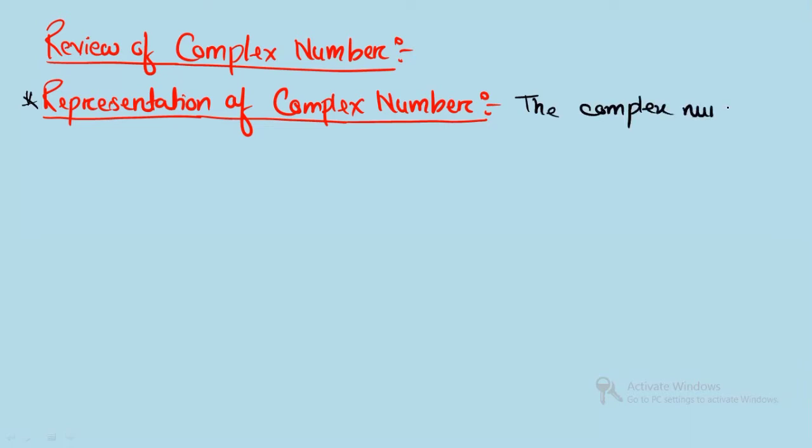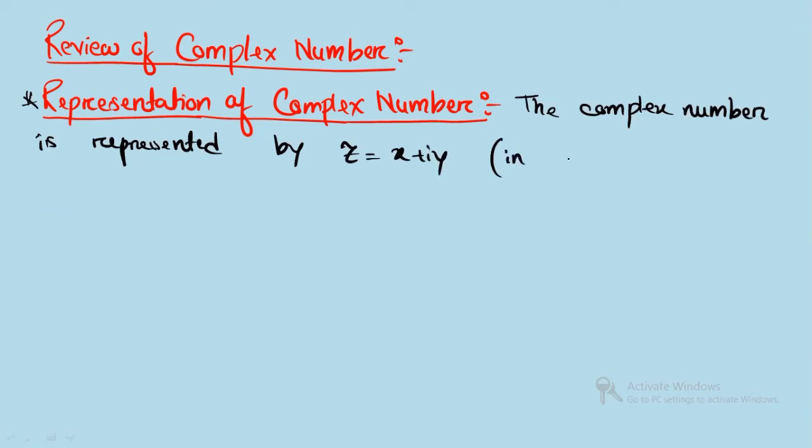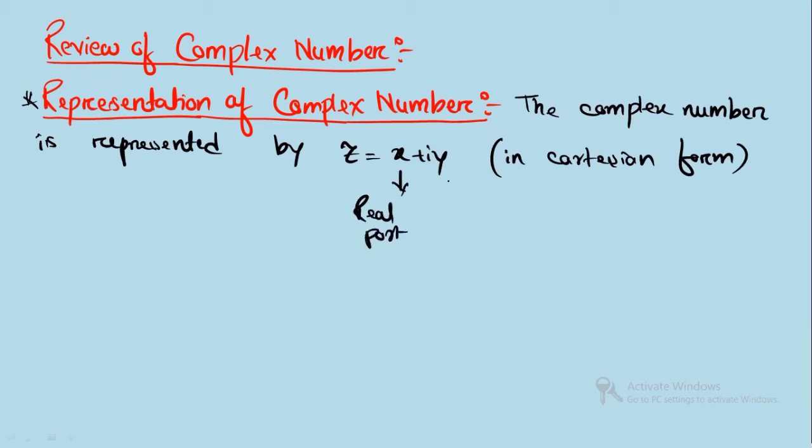The complex number is represented by z equals x plus iy, and this representation is in Cartesian form. All right, this is in Cartesian form. So here x is the real part, and y is the imaginary part.